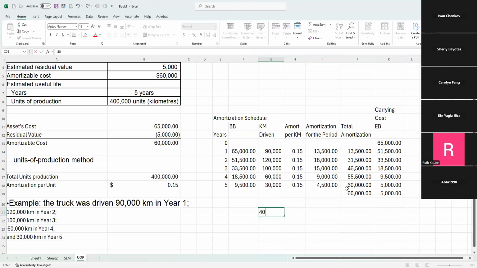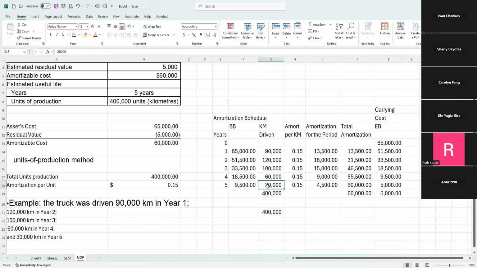My checkpoint is here, 400,000, right? This is the checkpoint. So what do I have to do? After I add all the kilometers, those kilometers should be equal to 400,000. If they're not equal to 400,000, I'm in trouble. Check, right? So once I do that, I'm going to amortize $60,000, and I'm going to have $5,000 sitting and waiting for me at the carrying amount so I can sell the asset and get my $5,000.